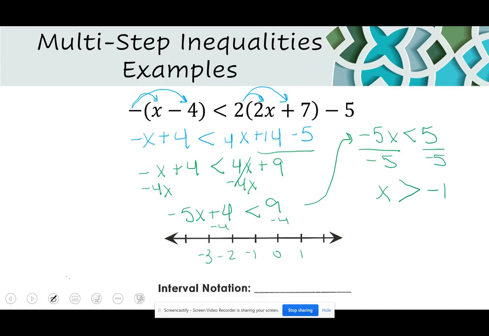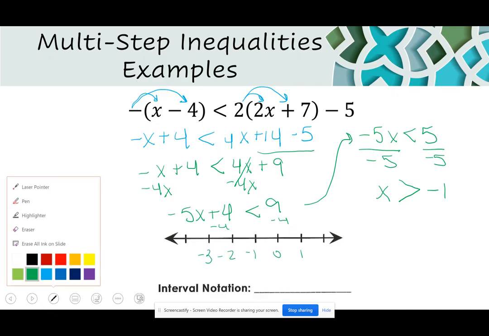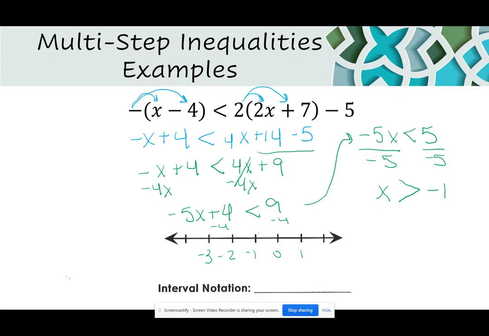So we are going to find negative 1 on this number line. It is an open circle because our answer is just greater than, not greater than or equal to. So this negative 1 is not included in our answer. And we want everything greater than negative 1. Greater than goes to the right. And you can just look, 0 and 1 are both greater than negative 1. So our graph goes to the right.